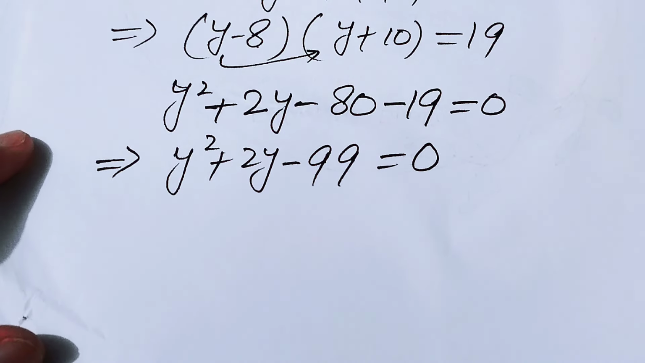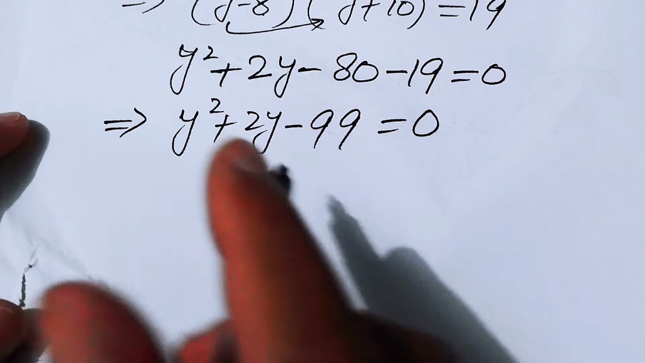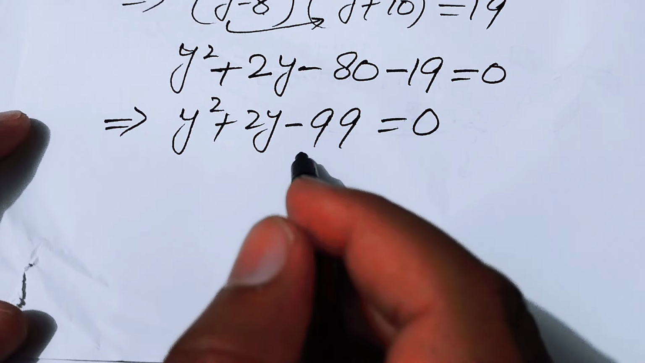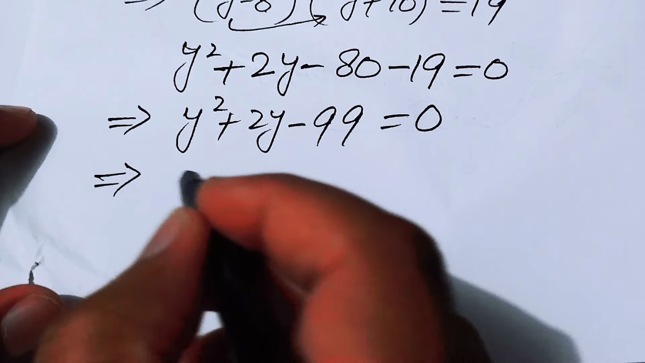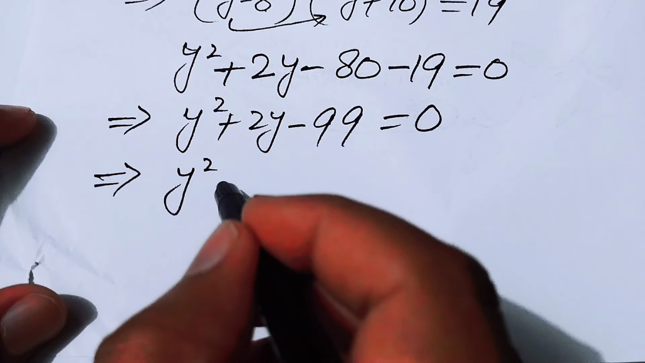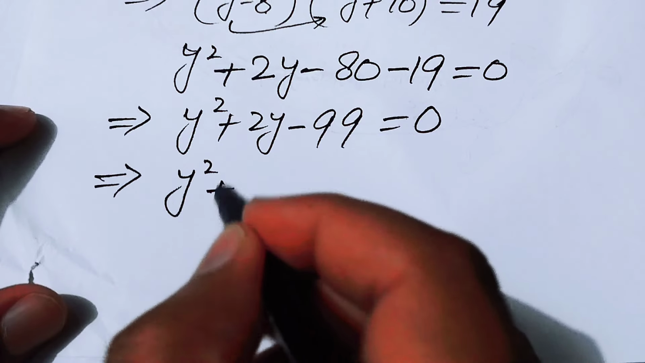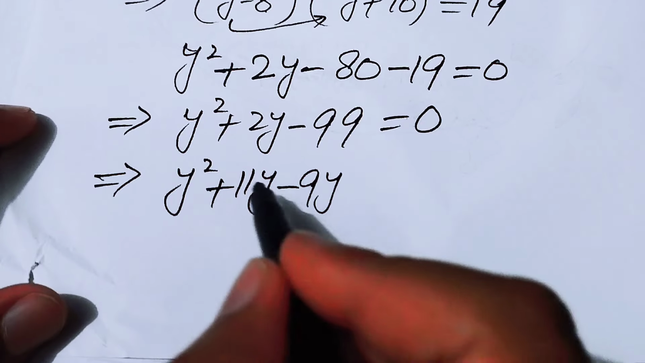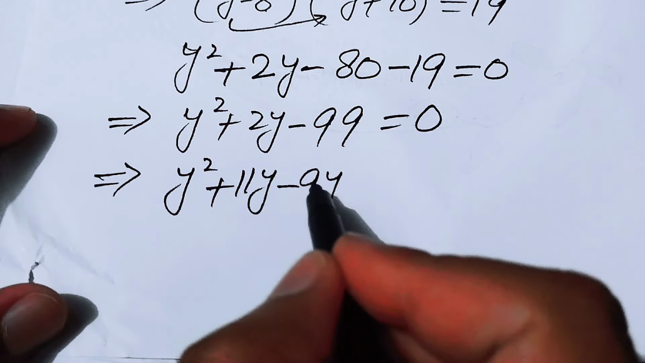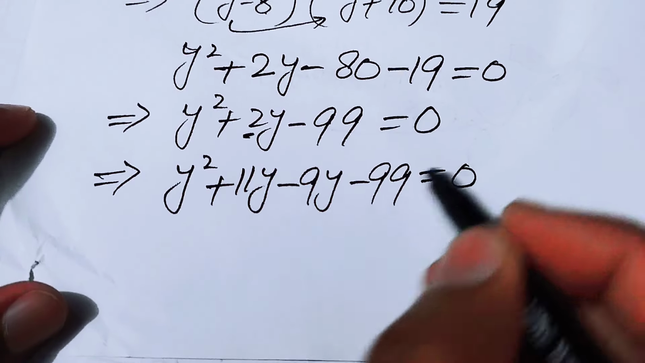So here you get the nice quadratic equation, and now we need to factorize this equation. So here we need any two numbers whose product is minus 99 and whose sum is plus 2. So these two numbers are y squared plus 11y and minus 9y, because 11 nines are 99, and when you subtract 11 minus 9 you get plus 2, and minus 99 is equal to 0.